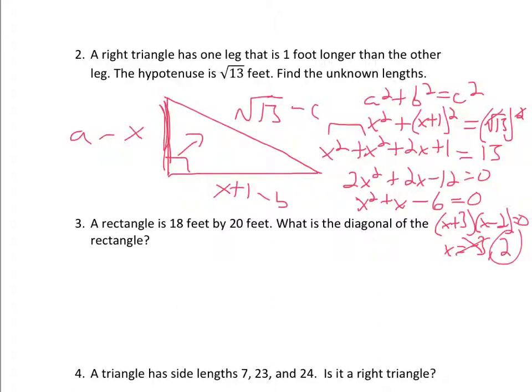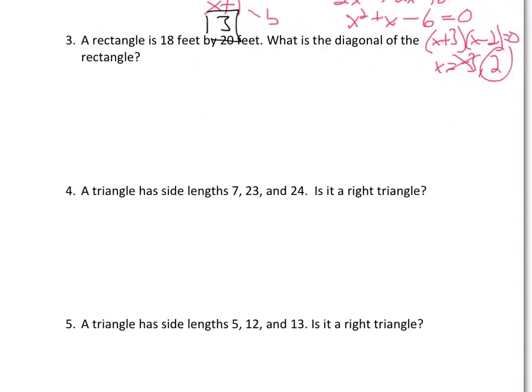Okay, so you can plug x equals 2 back in, and you'll get 2 for this side and 3 for that side. Okay, so those will be our unknown lengths, 2 and 3. Okay, number 3, we've got a rectangle.